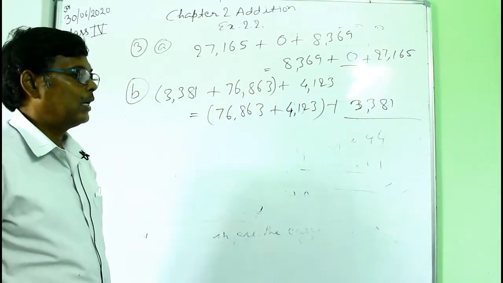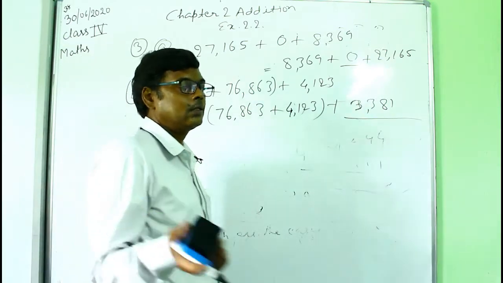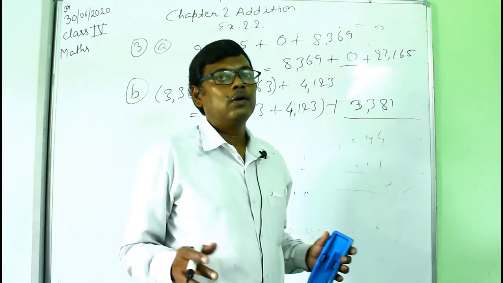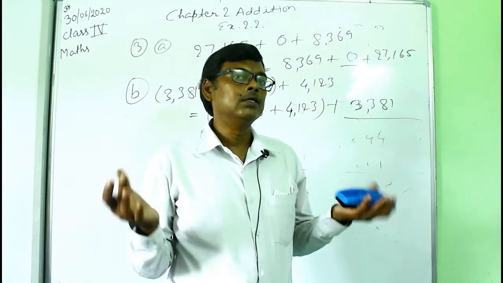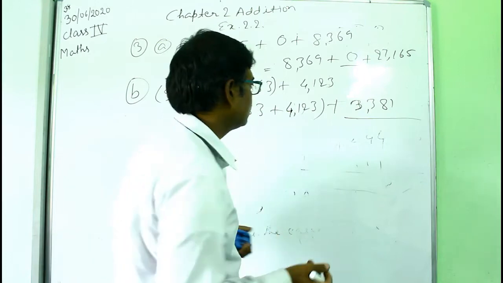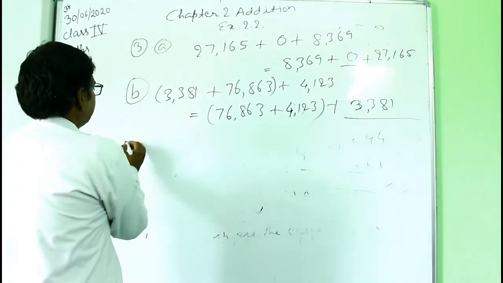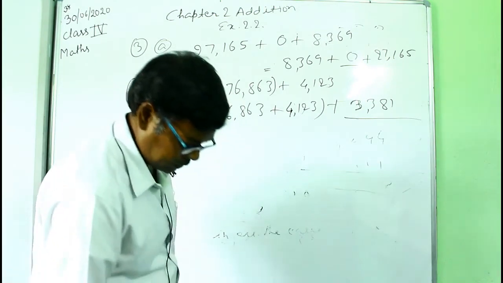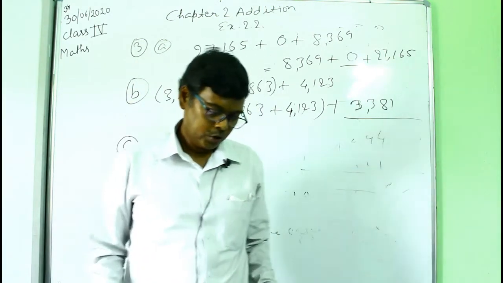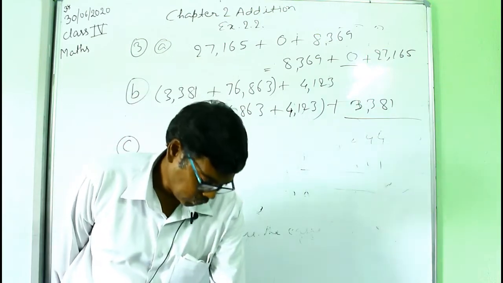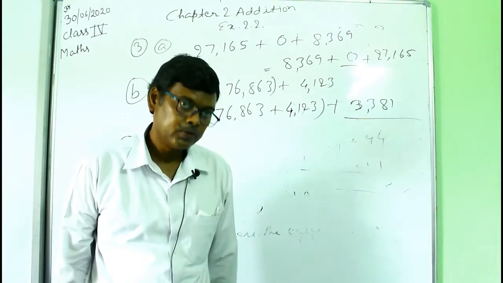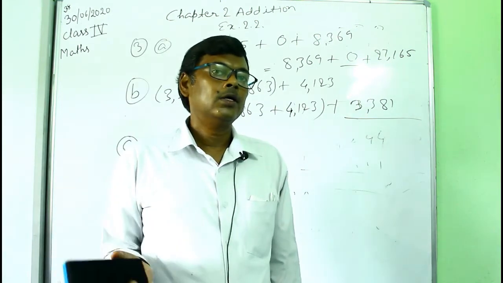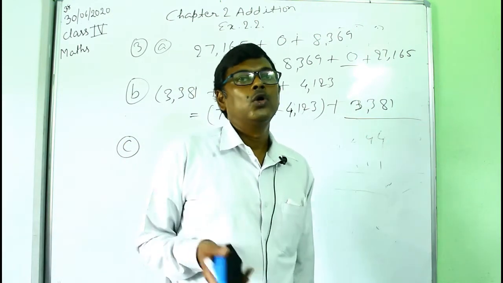I explained before starting this exercise that when you regroup the given addends, the answer will remain the same. So here you will use that property. Next, number C is again a similar question. You will do it yourself, and also D and E. All the questions are similar. I explained two questions, then you will solve the other questions yourself, and that is your homework.